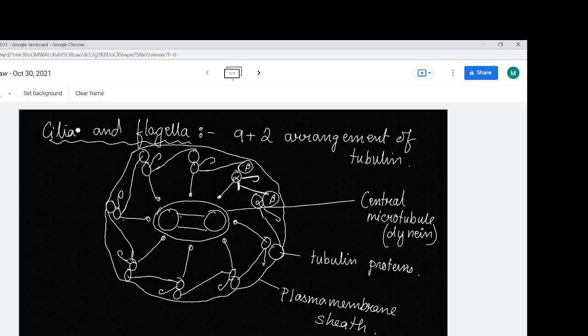And what is the function of cilia and flagella? You already know. They help in the movement of the cell. Flagella will be present either 1, 2, or only a few in number on a cell, and cilia will be present in large numbers all around the surface of the cell. So I hope this is clear to all the students.